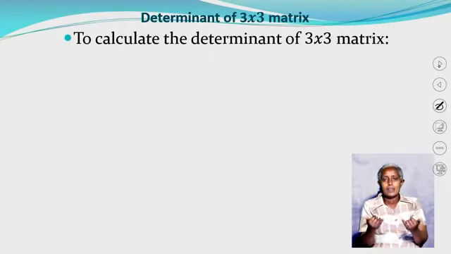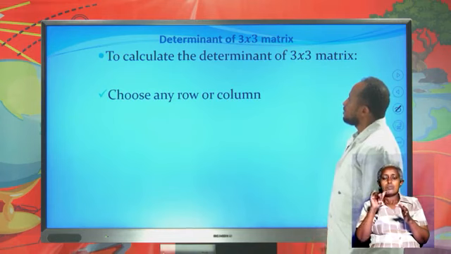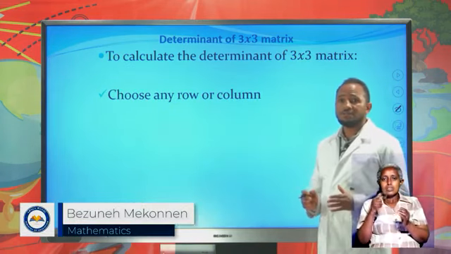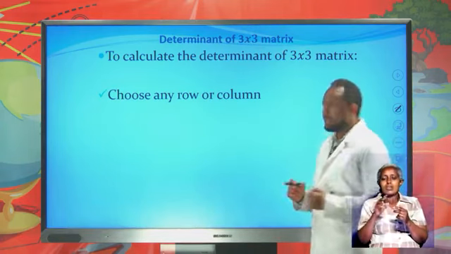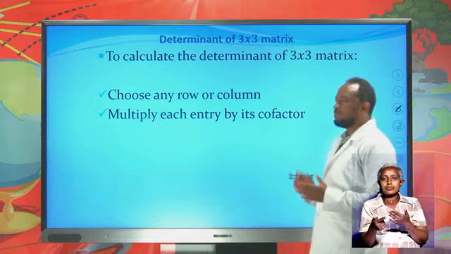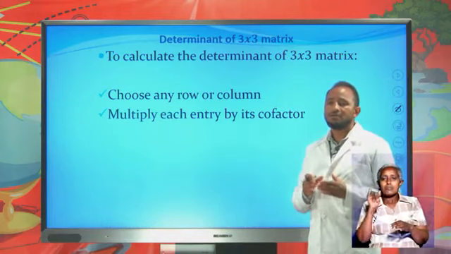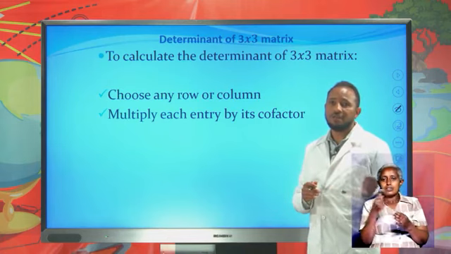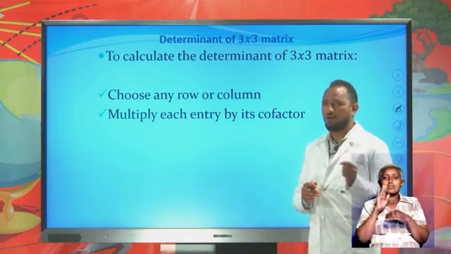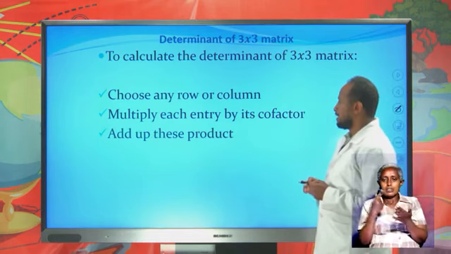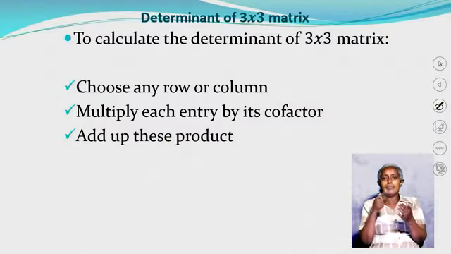So now let's see how to calculate the determinant of a 3 by 3 matrix. To calculate the determinant of a 3 by 3 matrix, first you have to choose any row or column, and then multiply each entry by its cofactor. And then you add up these products. So the determinant will be the final result, the sum of the products of each number with its cofactor. So let's see this through an example.